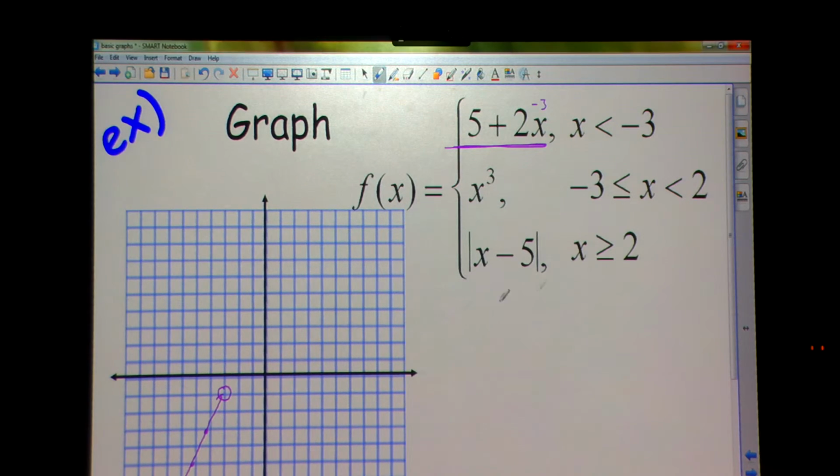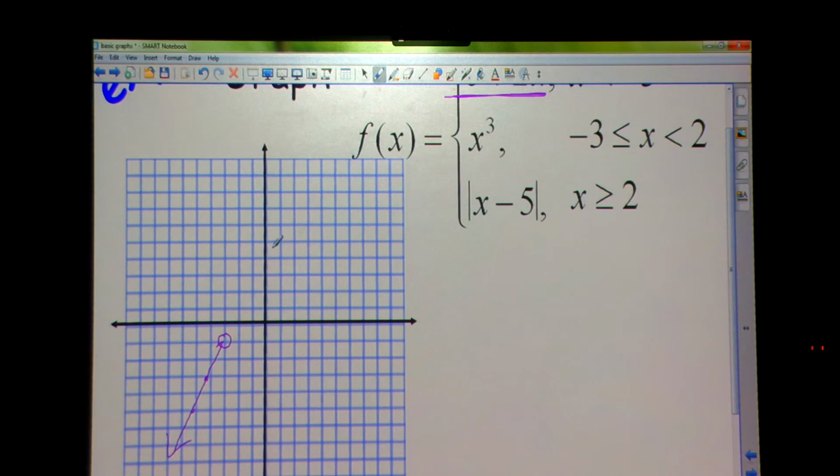Cubic, we know at -3, that's way down there. I don't really have enough room for that, because -3, when I plug it in, I get -27, clear down there. But at -2, I know I'm at -8. At -1, I'm at -1. Then 0, 1, 8.